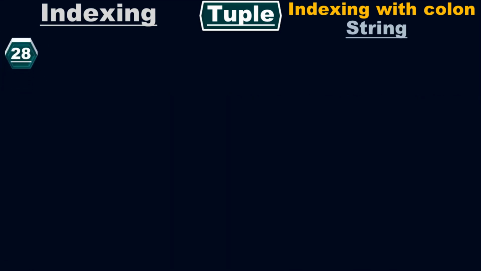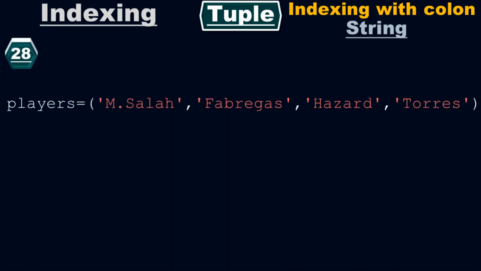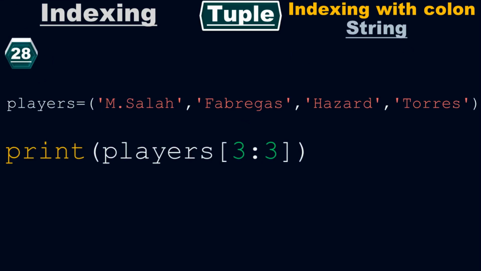Example number 28. Let me take again the same expression, but this time I'm going to check print of players[3:3], which will return the empty tuple. Look at here. At the left side I have index 3. So 0, 1, 2, 3. It will start from Torres. At index 3 we have Torres here.